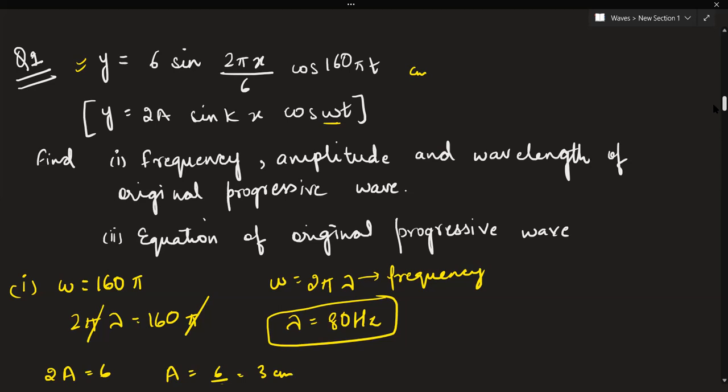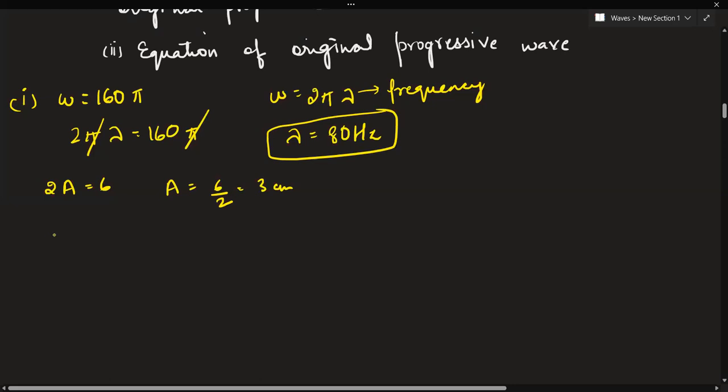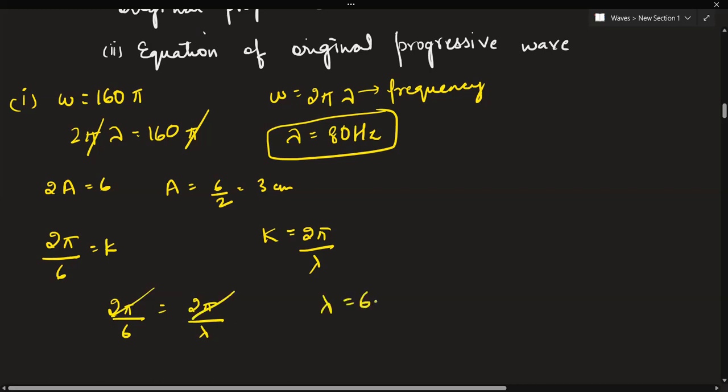2 pi by 6. Yes, correct. So 2 pi by 6 is k. Also, k is equal to 2 pi by lambda. So if I equate them, 2 pi by 6 will be equal to 2 pi by lambda. From here we can directly say lambda will be equal to 6 centimeters.